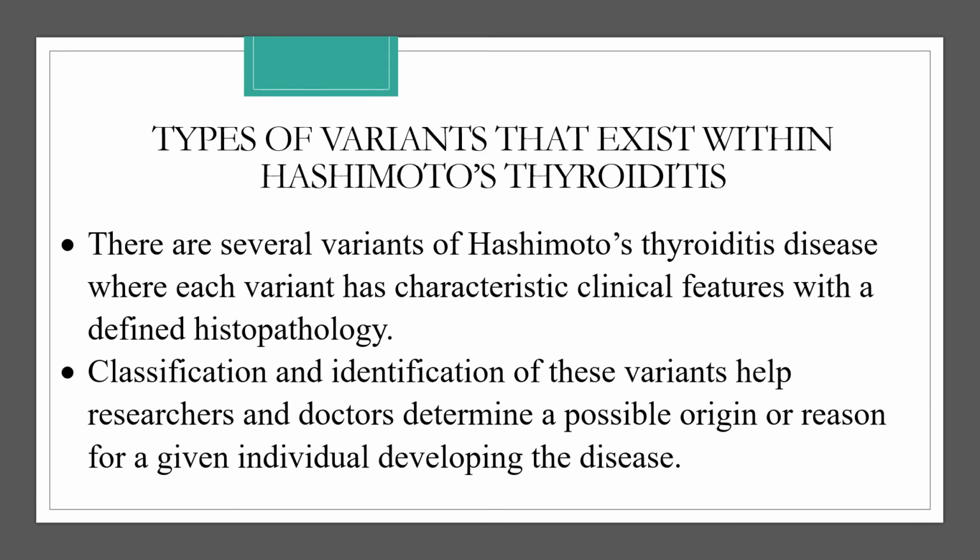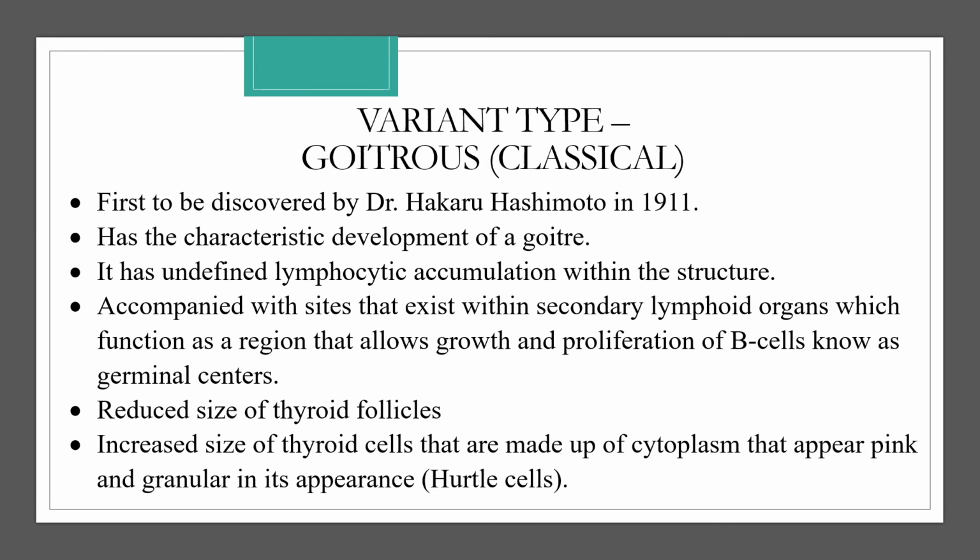So now we move on to the types of variants that exist within Hashimoto's thyroiditis. The goitrous variant. This was the first variant to be discovered by Dr. Hakaru Hashimoto in 1911. It has the characteristic development of a goiter. It has undefined lymphocytic accumulation within the structure, accompanied with a size that exists within the secondary lymphoid organs, which function as a region that allows growth and proliferation of B cells known as germinal centers.